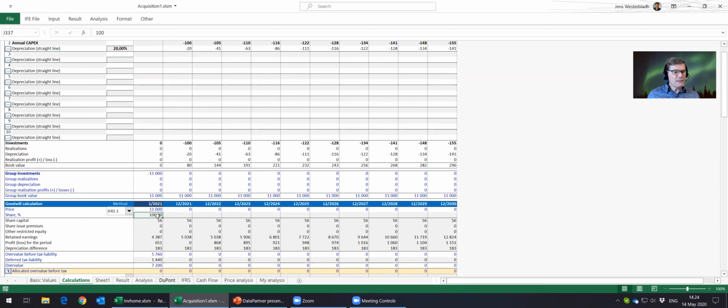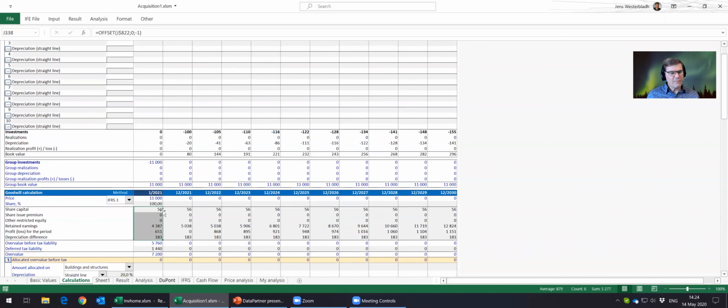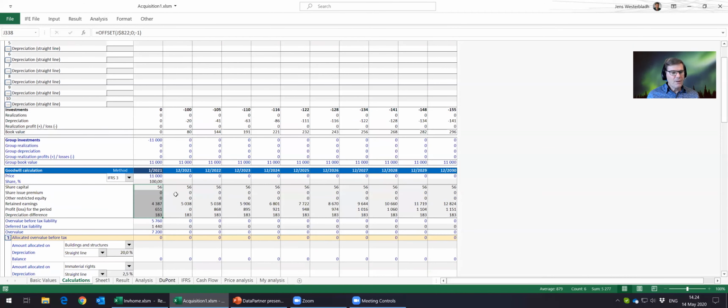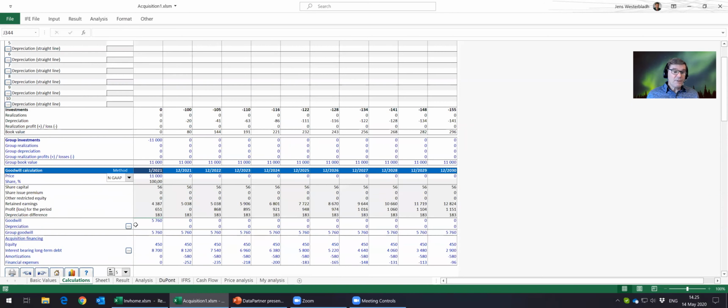Yes, so 100%. And then here is the equity from the company we are buying, evaluating. If we pay 11 million and the equity is 5,277, there is an overvalue of 5.7 million that we are paying. And this overvalue should either be depreciated according to national GAAP, the old way to do it.